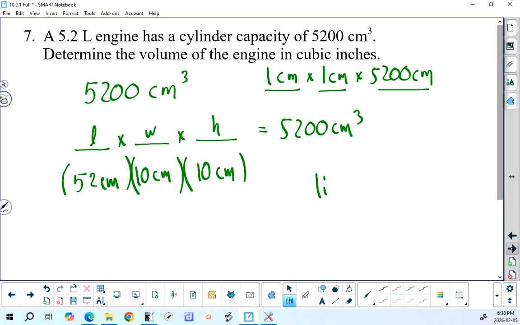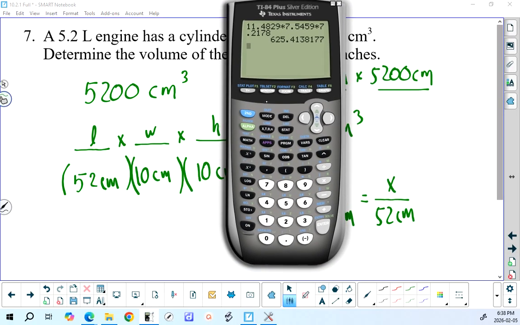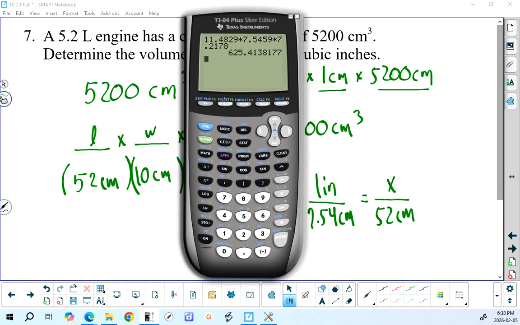So 1 inch is 2.54 centimeters equals x inches over 52. When I cross multiply to solve there, I'm going to take 52 times 1 and then divide by 2.54. There's zero reason why we want to go times 1. It's not going to change things. So in inches, that's 20.47 inches.